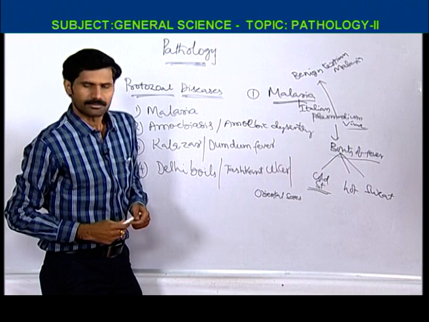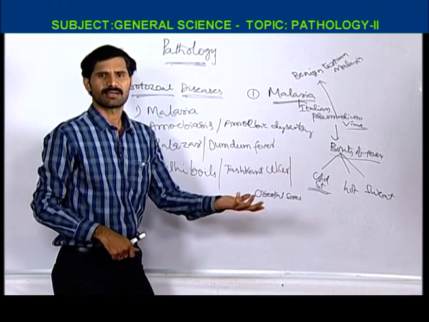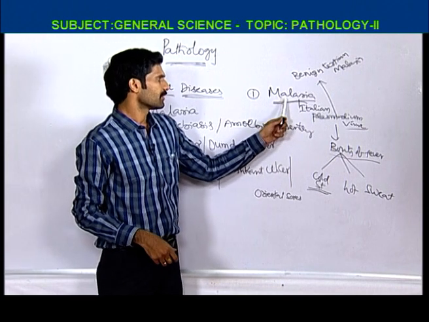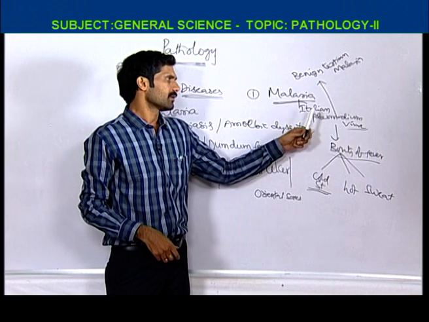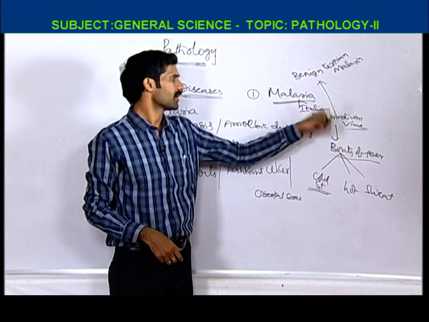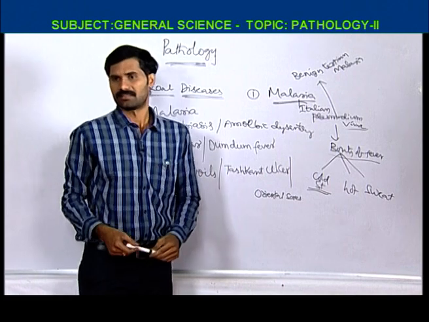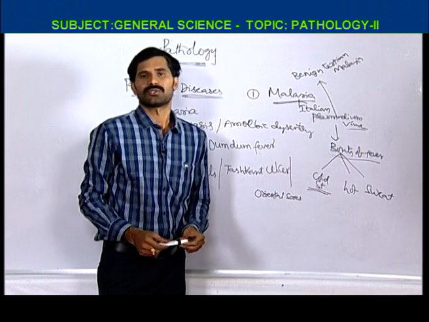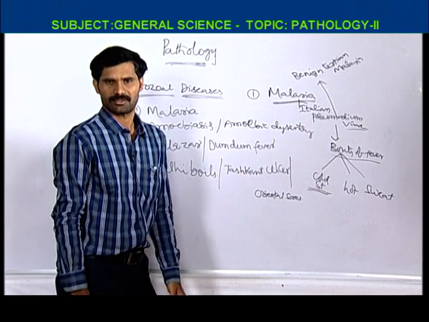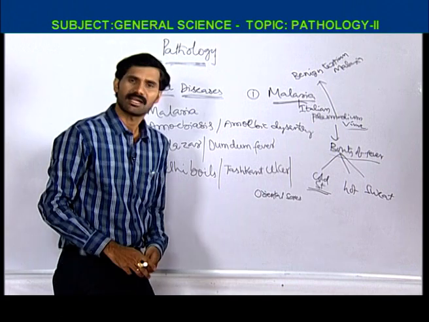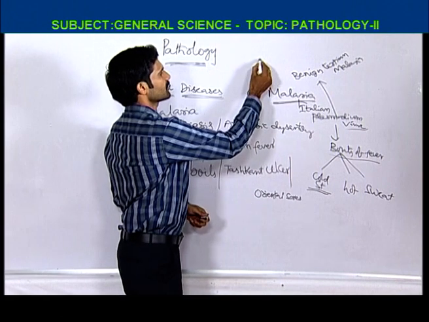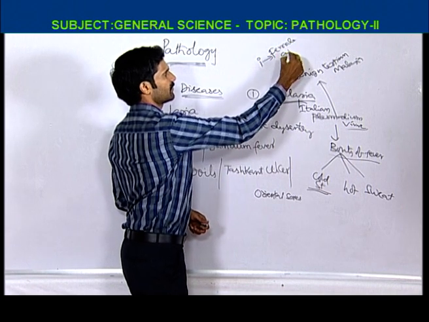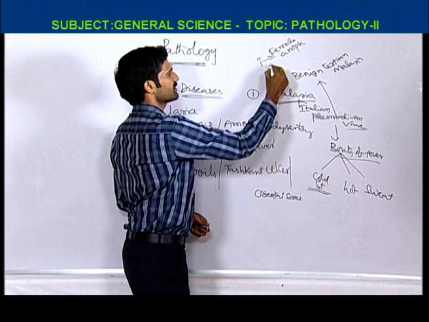And cerebral malaria or malignant malaria is caused by Plasmodium falciparum. That is different, but here we are concentrating on malaria, that is benign tertian malaria caused by Plasmodium vivax. For this disease, a female Anopheles mosquito is the vector, and man is the secondary host. Female Anopheles mosquito is the primary host, and man is the secondary host.